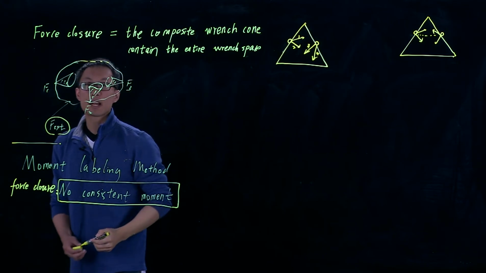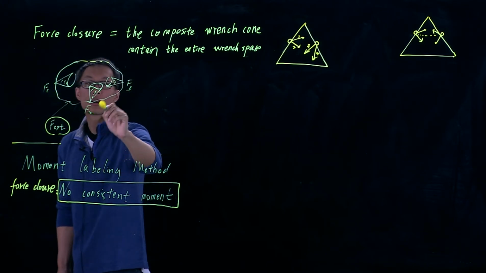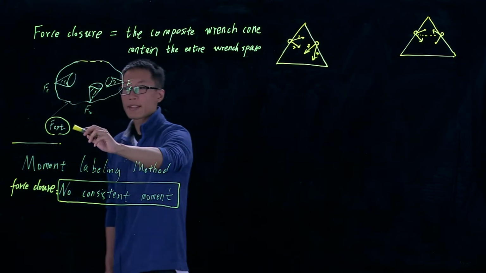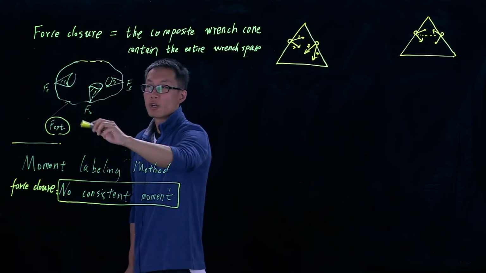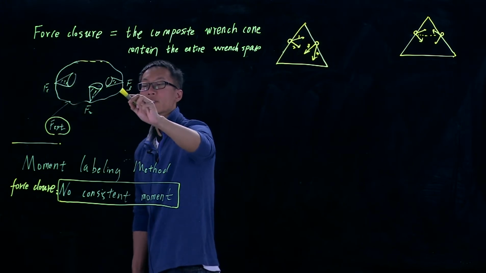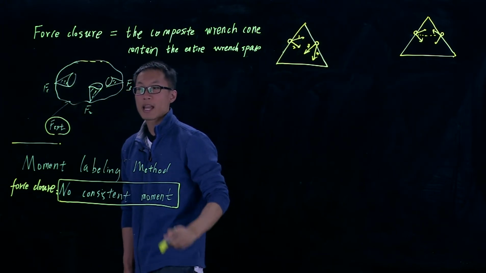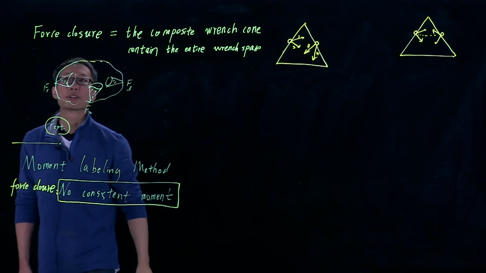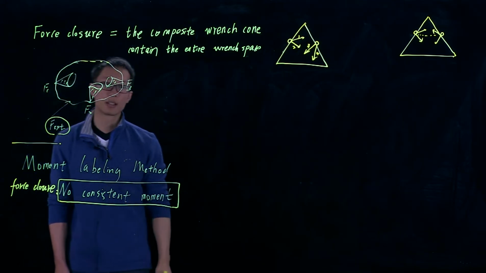This is the object, and there are three wedge cones. For any external wedge, no matter what its direction and magnitude are, the composite of these three wedge cones can balance such an external wedge. We call it force closure.